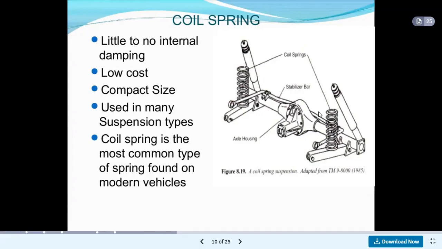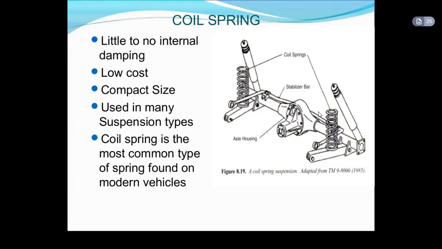The next, little to no internal damping takes place. Internal damping is less in case of coil spring because contact is less. If we consider two different coils, contact is not available between two coils, so no internal damping takes place. Low cost as compared to the first type, this is less costly.